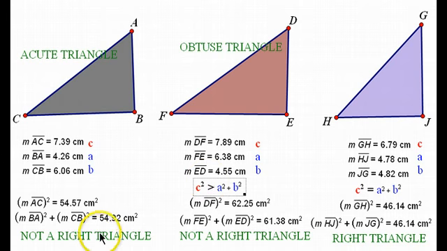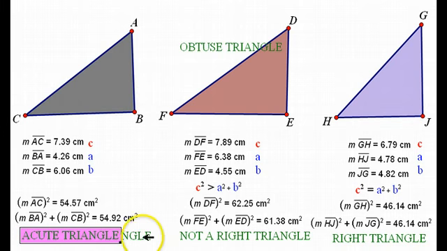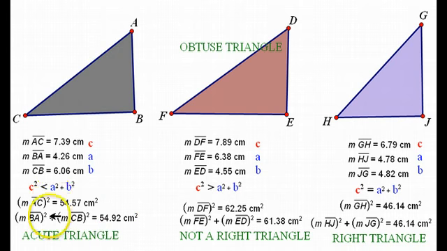So does that mean we have a way of determining, if it's not a right triangle, what type of triangle it is? Will an acute triangle always have C squared being less than A squared plus B squared? Let's see. Well, let's change this triangle and still make sure it's acute, but let's see how C squared compares to A squared plus B squared.